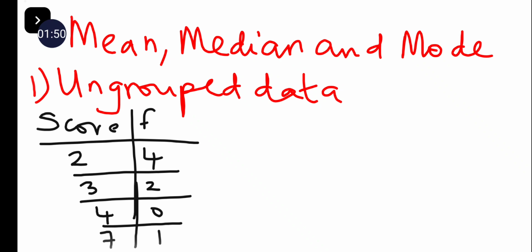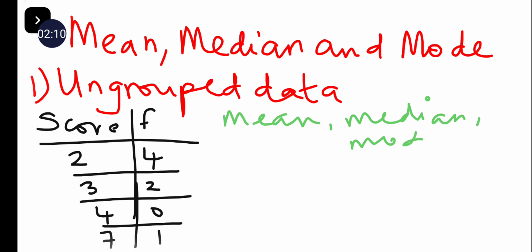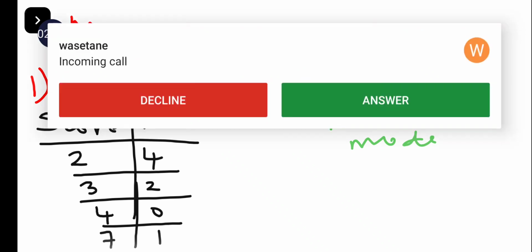And if information is represented like this as grouped data, we have here score and frequency, F for frequency. Now, here, if you're asked to calculate the mean, the median, as well as the mode. Now, how do you calculate the mean?